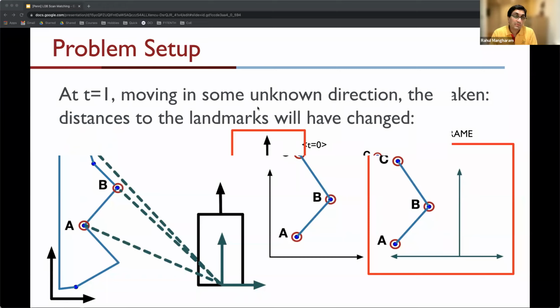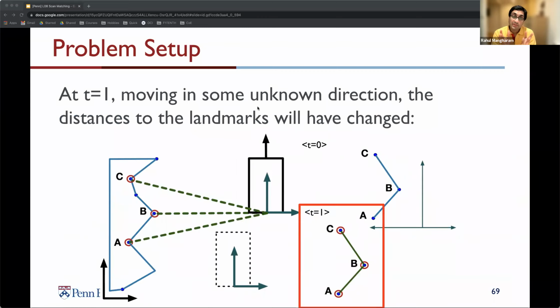Now at time t equals 1, we assume that the robot has been moving in some unknown direction. Because of this, the distances to the landmarks would have changed. So if we take the measurements to the landmarks A, B, and C once again, we'll find that they have changed in position, as shown over here.